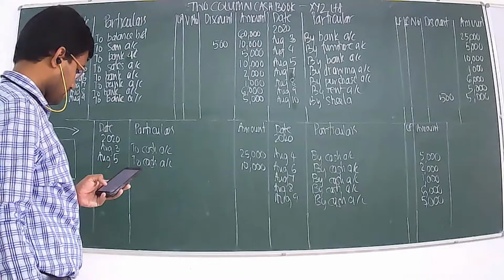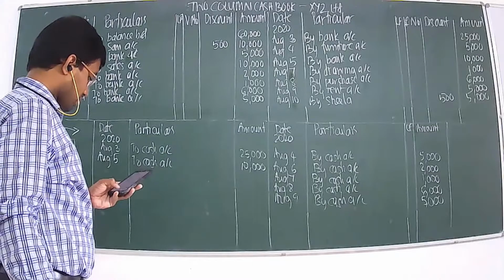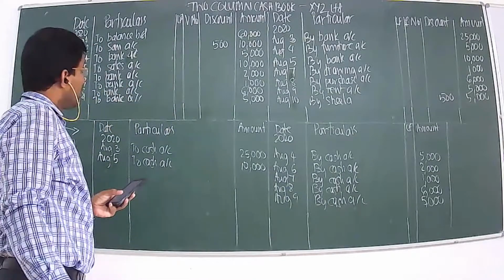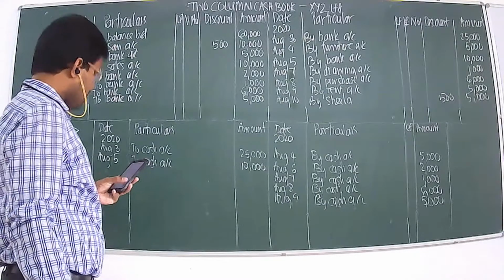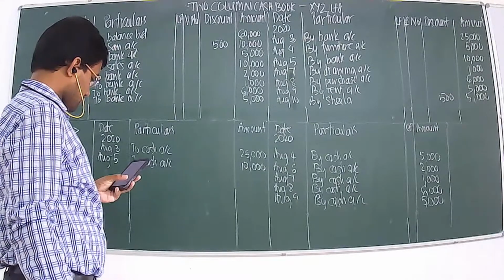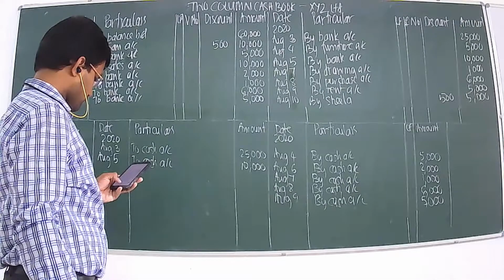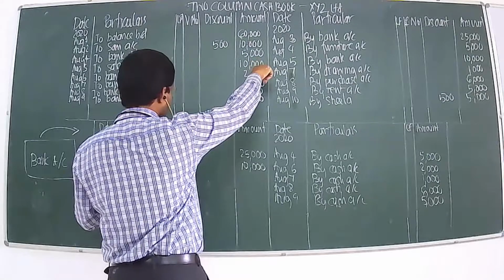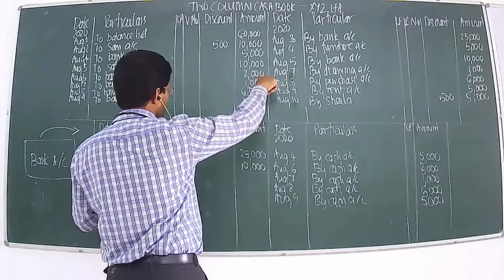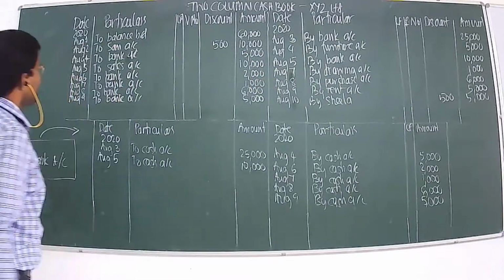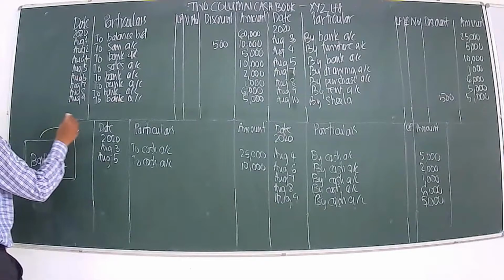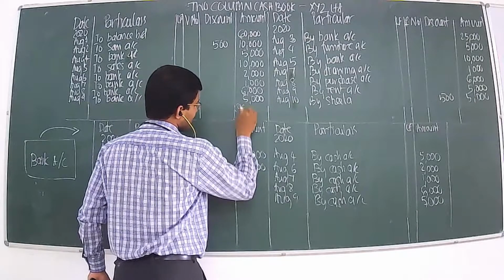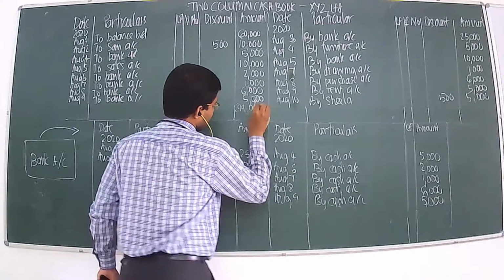60,000 plus 10,000 plus 5,000 plus 10,000 plus 2,000 plus 1,000 plus 6,000 plus 5,000. Okay, so let me just cross check that. 60,000, 10,000, 5,000, 10,000, 2,000, 1,000, 6,000, and 5,000, which means my debit total is 99,000. I'm just going to write this in rough over here.